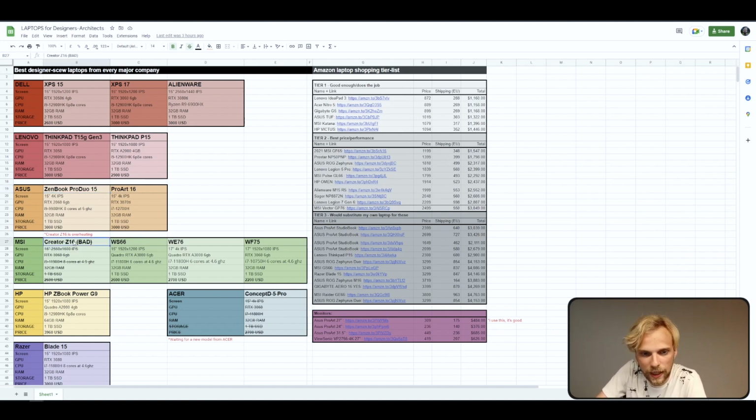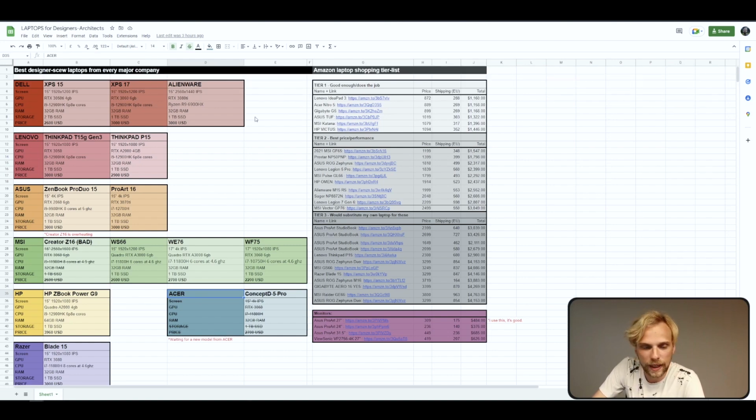One thing to note is I have crossed out Creator Z16 because it's bad. Don't buy it. It overheats. It's way too thin. They try to make it very lightweight and way too thin and also powerful. That immediately equals a lot of heat. So this one's bad. Everything else about it is great. Like the screen is amazing and the design looks awesome and so on, but it's just too hot. And then Acer's Concept D lineup hasn't been updated this year, so I'm crossing them out until they update their laptops, because you don't want to pay extra money for a laptop that is old, basically.